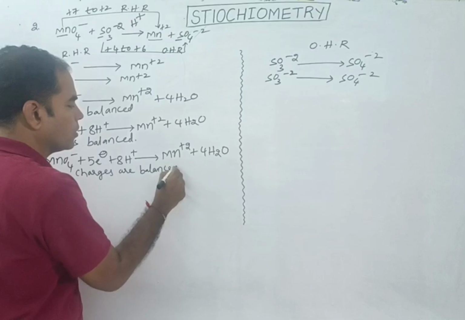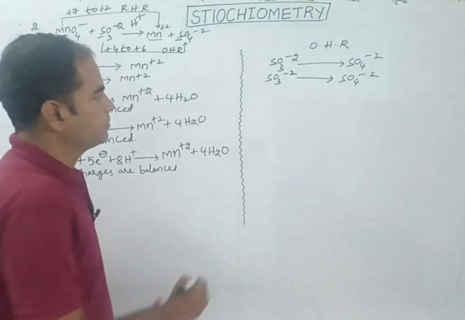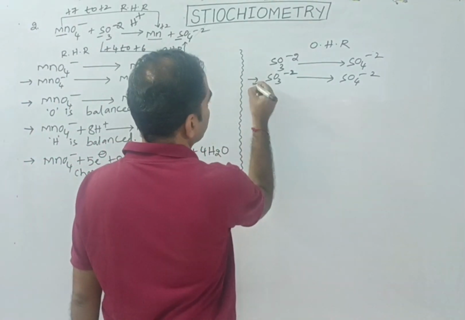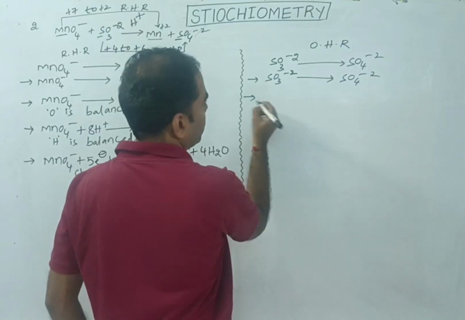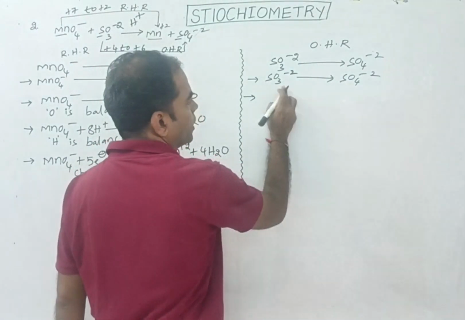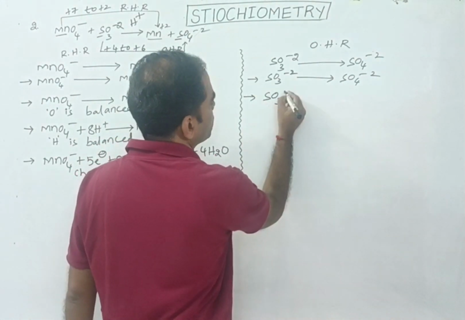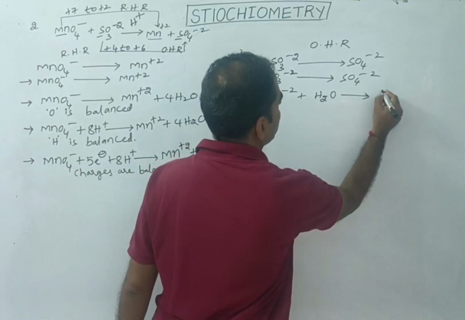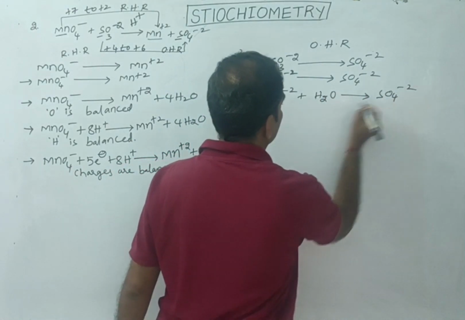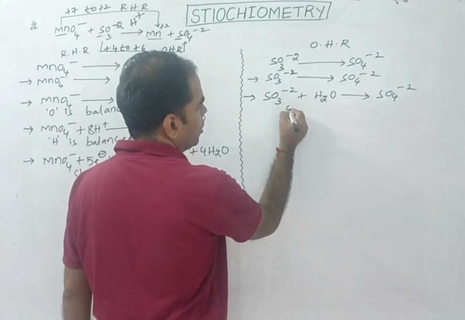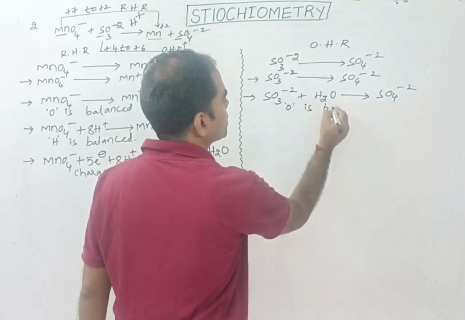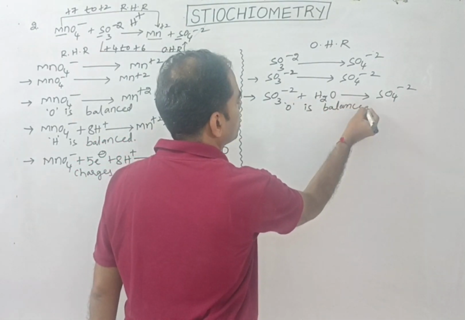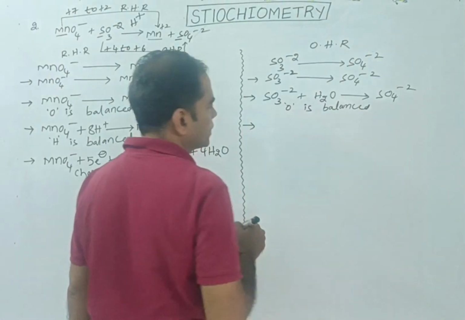Same steps follow on the right side. Here first step, second step. How many oxygens? Here 4, here 3. That means SO3²⁻ plus 1H2O on the left side. We should add SO4²⁻. Oxygen is balanced.